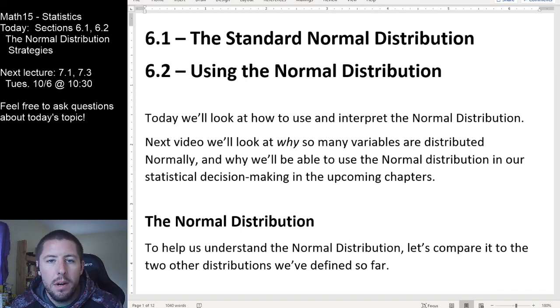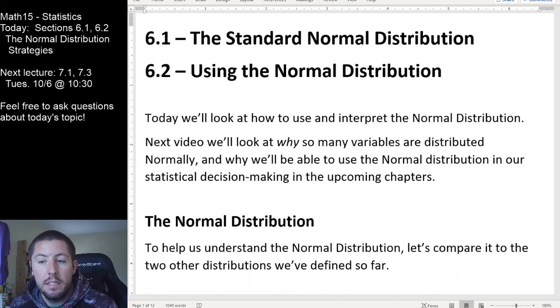Why it's more important than pretty much every other distribution will be what we're going to discuss in tomorrow's video. So today we're going to look at how to use the normal distribution to help us understand some probabilities of interest, and given some probabilities, determine some values of interest, kind of going backwards as well.